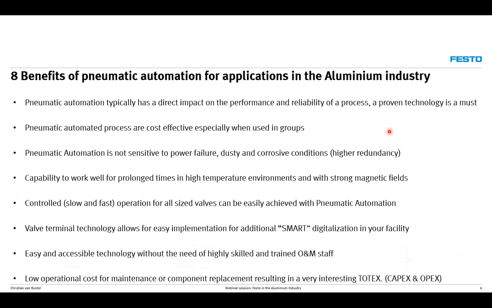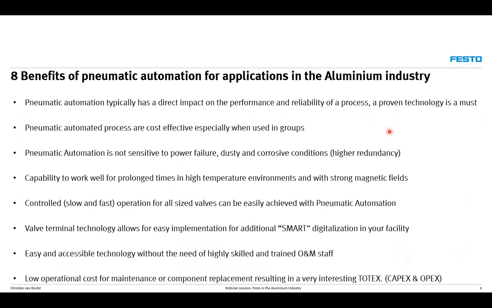Then, of course, and we always start with this, also in technical universities, it's an easily accessible technology. Even when you're not that skilled, a lot of people can work very well with pneumatics, because the concept doesn't involve a lot of high voltages or complex control systems or programming. Last but not least, and this is where we see the benefits of pneumatics, is the TOTEX. The TOTEX is a mixture between the CAPEX and the operational cost.